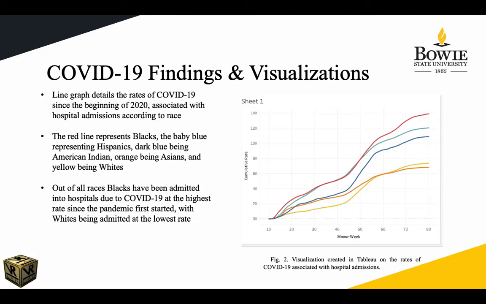The red line represents blacks, the baby blue line representing Hispanics, the dark blue just being American Indian, orange being Asians, and the yellow color being whites. The graph shows that out of all races, blacks have been admitted into hospitals due to COVID-19 at the highest rate since the pandemic first started, with whites being admitted at the lowest rate.